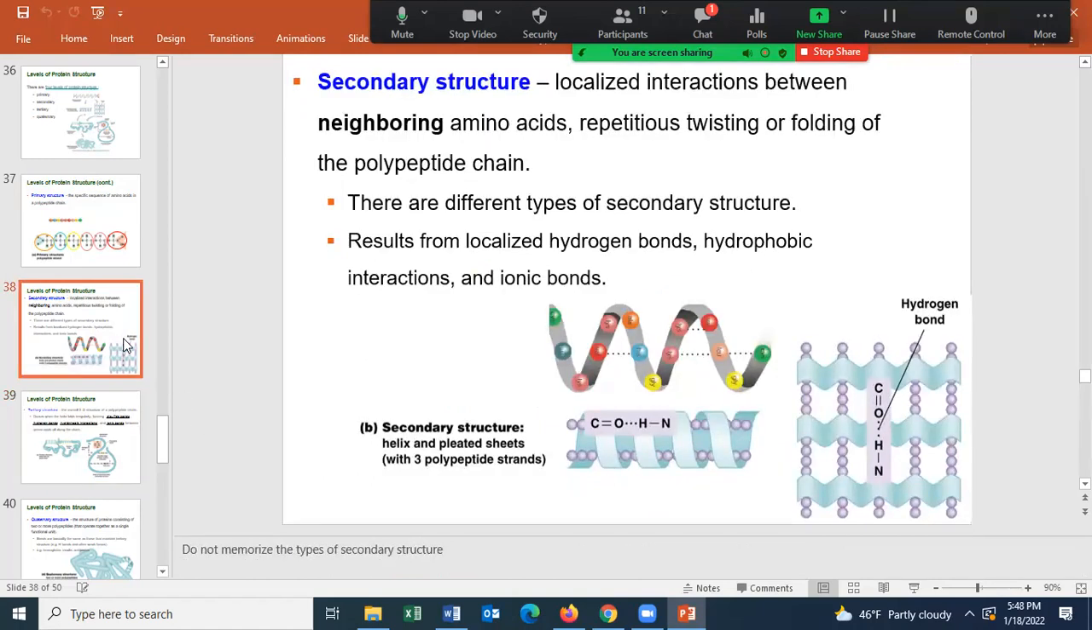Any questions about the secondary structure? It happens from the nearby amino acids being either attracted to each other or repulsed from each other. But the point is, it's always nearby amino acids.